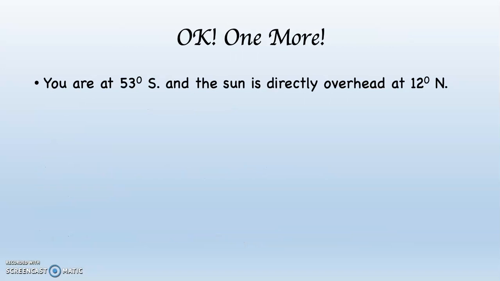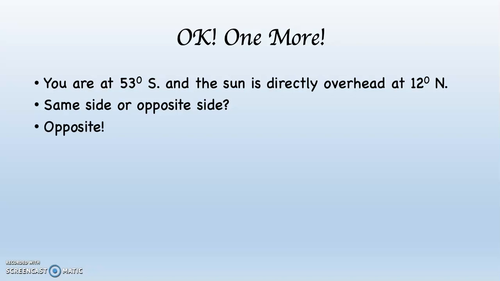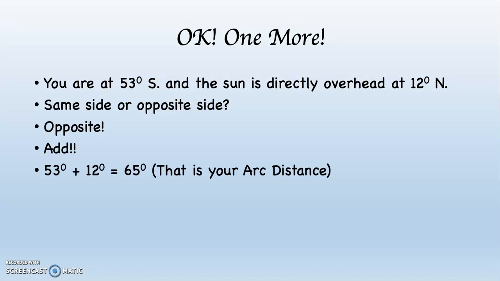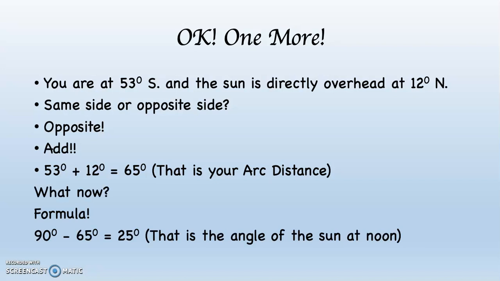Okay, one more. You are at 53 degrees south, and the sun is directly overhead at 12 degrees north. Same side or opposite side? You should be able to just roll through this now. Opposite side. What do you do with opposite side? You add. 53 plus 12 is 65. That's your arc distance. You're 65 degrees away from the subsolar point. What now? The formula. 90 minus 65 is 25 degrees. That is the angle of the noon sun on that day if you are at 53 degrees south and the sun is directly overhead at 12 degrees north.